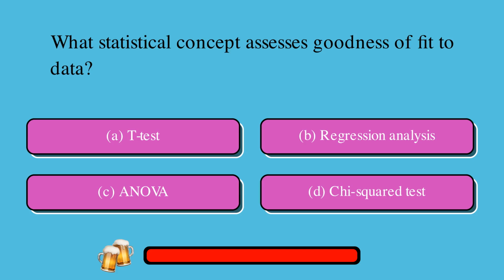What statistical concept assesses goodness of fit to data? A. T-test, or B. Regression analysis, or C. ANOVA, or D. Chi-squared test. The correct answer is D. Chi-squared test.